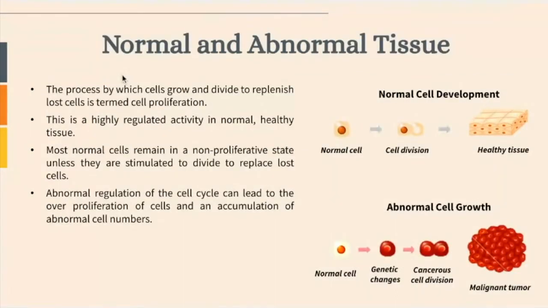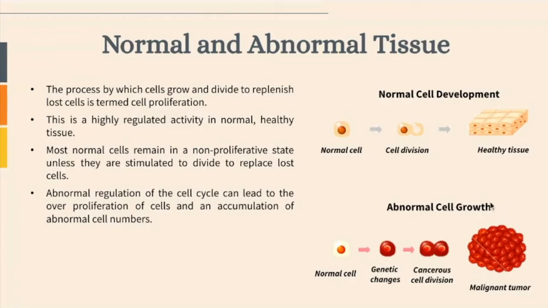The process of cells growing and dividing, we call cell proliferation. In normal cells, cells will undergo cell division to become healthy tissue. Accumulation of the normal cells will become healthy tissues.